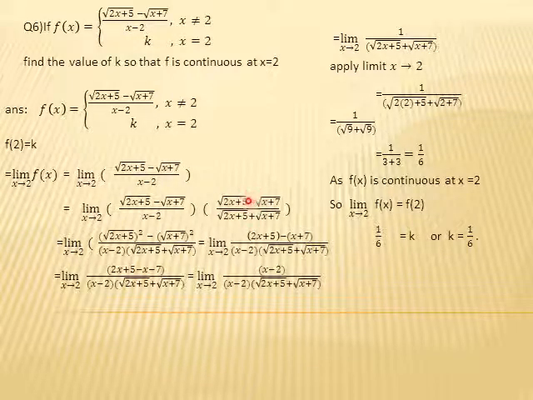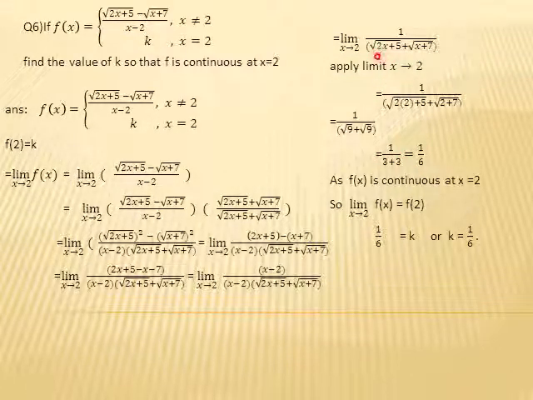Multiply and divide with the opposite sign, then (a minus b)(a plus b) is a square minus b square, and the same in the denominator. Square cancels the root. Now 2x minus x, and 5 minus 7 is minus 2, and we can cancel this x minus 2 with this x minus 2. Now you can apply the limit because there is no x minus 2 term, since putting 2 minus 2 gives 0. So now we apply the limit.